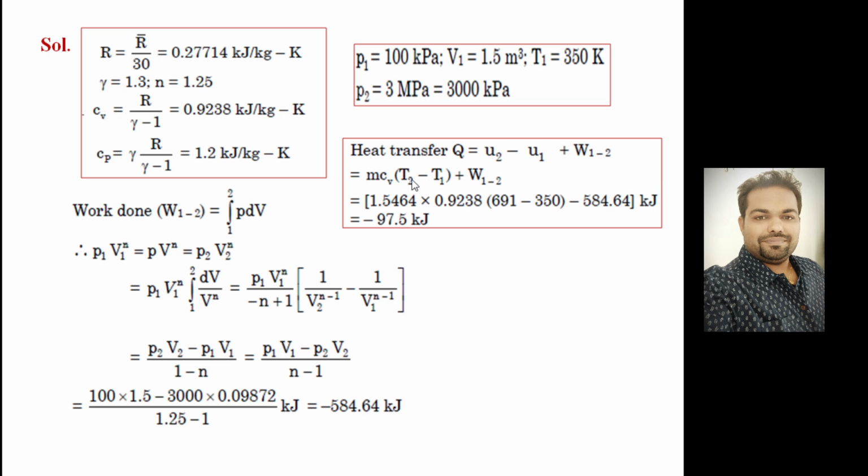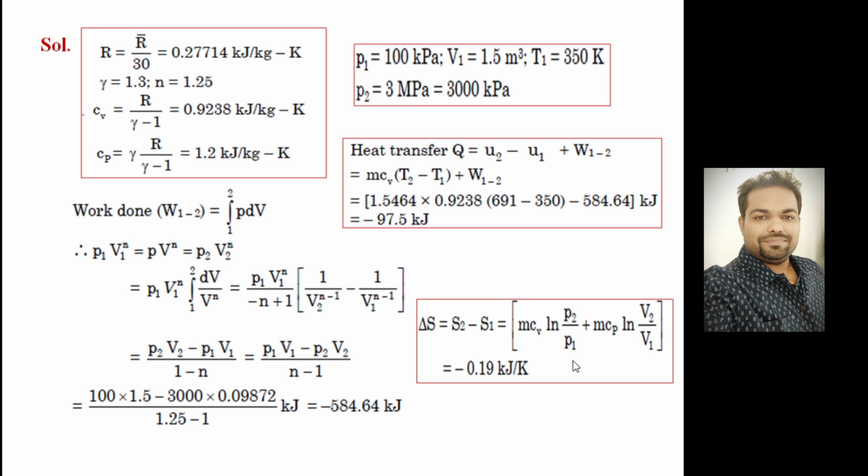So T2 is equal to T1 times P2 divided by P1 to the power gamma minus 1 upon gamma. The gamma value is given, 1.3. Just substitute and get the T2, then substitute the T2 here, which is 691 minus T1, and this is your work done that you already calculated. And for calculating work done, don't make mistakes. Calculate V2 separately using P1 V1 to the power n is equal to P2 V2 to the power n. So V2 can be calculated with the help of P1 V1. Then you substitute here and calculate this value.